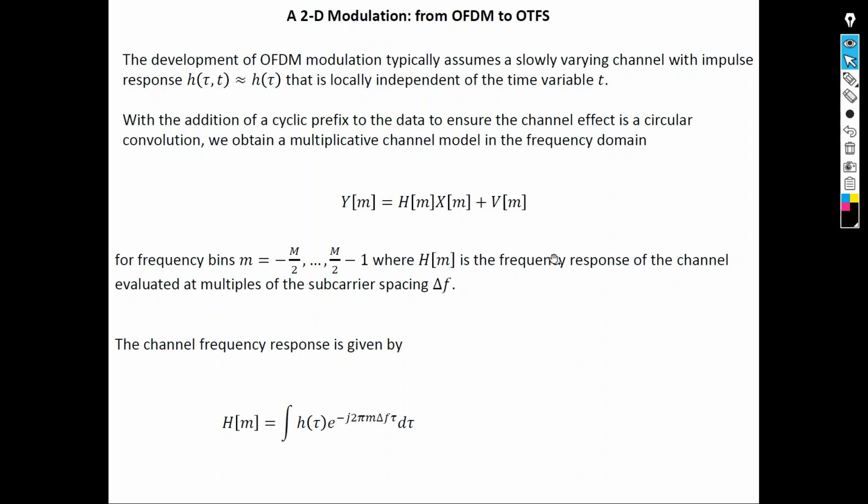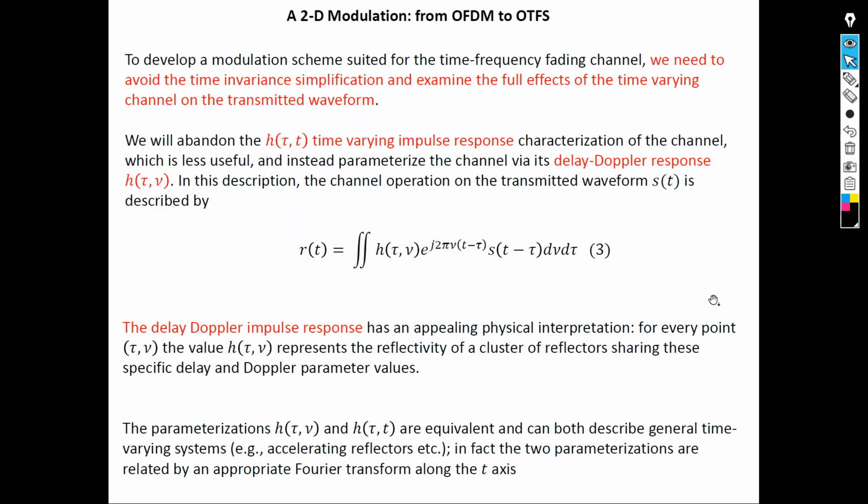This is defined for the frequency bands from minus M/2 till M/2 minus 1, where h[m] is the frequency response of the channel evaluated at multiples of the subcarrier spacing. The channel frequency response is given by this formula. h[m] is equal to the Fourier transform, you basically take your channel from time domain to frequency domain. This is the mathematical formula to do that. We did it last week in MATLAB environment where we took the FFT.